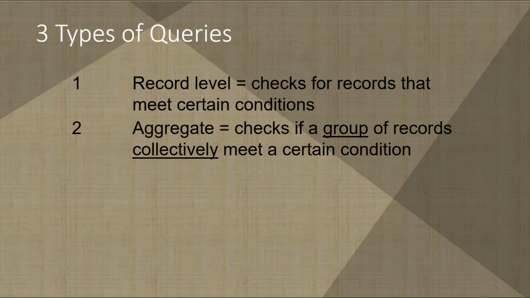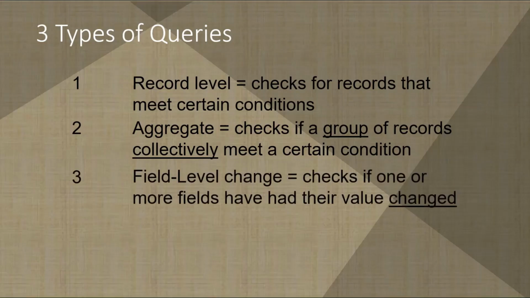The second is an aggregate query that checks to see if a group of records collectively meet a certain condition. For example, a total of past due invoices for a single client that exceeds $10,000, or a count of more than 3 late deliveries from a supplier over the last 6 months, or an average value of open quotes that is less than $5,000.